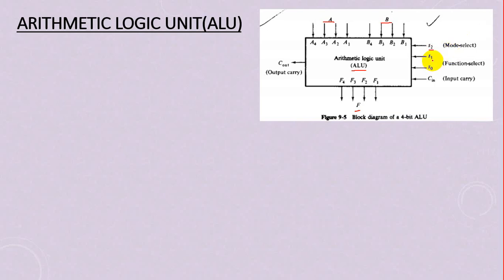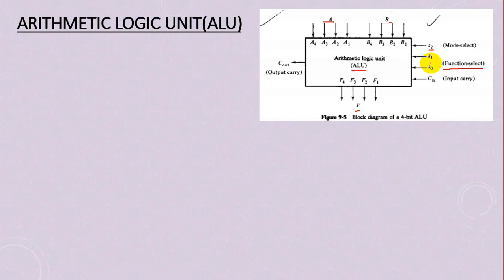Now there are two selection pins, S0 and S1. They are the function select pins. By two function select pins, how many operations can you perform? 0,0 for one operation, 0,1 for another, 1,0 for another, 1,1 for another operation. So 4 different operations can be performed by the two selection pins S0 and S1.